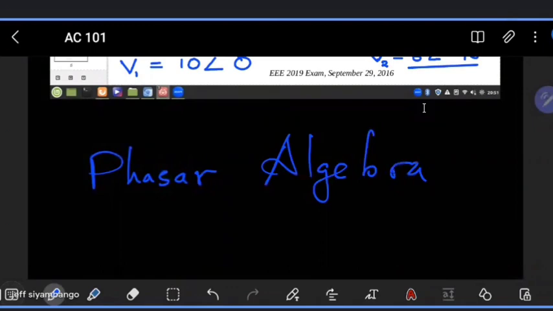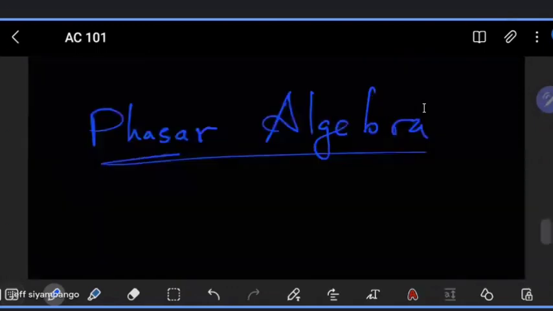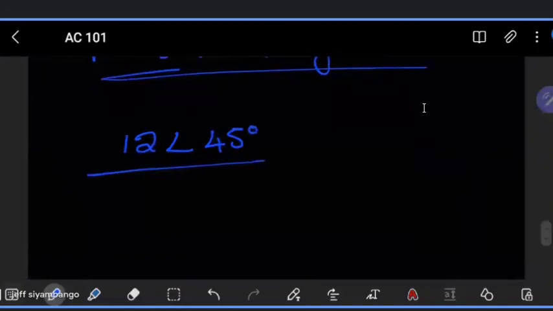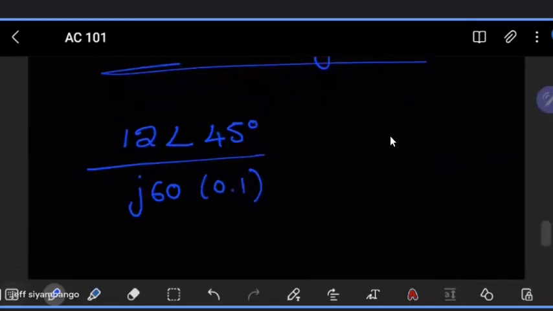Okay, this is just some math to do with phasors. Suppose you have 12 at 45 degrees, and this is being divided by J60 here, and then this is multiplying 0.1. So say this is what you have. This is going to be our first example.